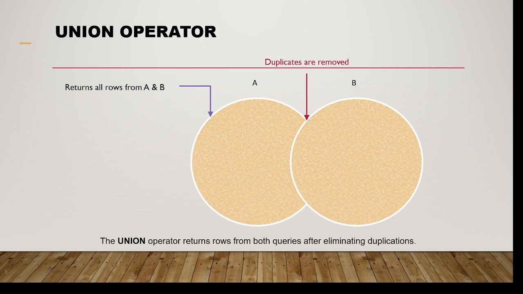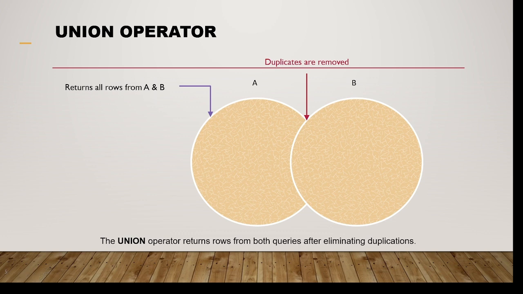Now let's discuss each of these operators in detail. Let's start with the union operator. The union operator returns all rows that are selected by either query. Use the union operator to return all rows from multiple tables and eliminate any duplicate rows.